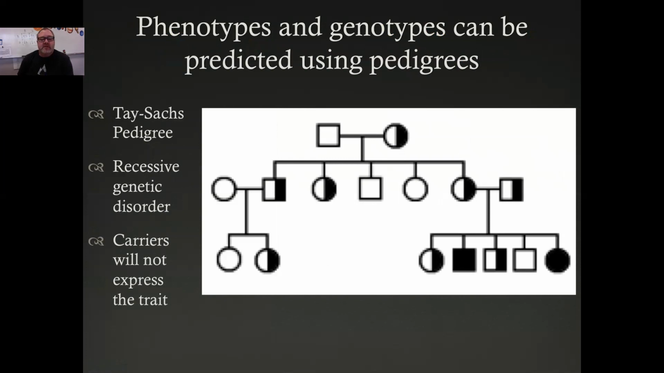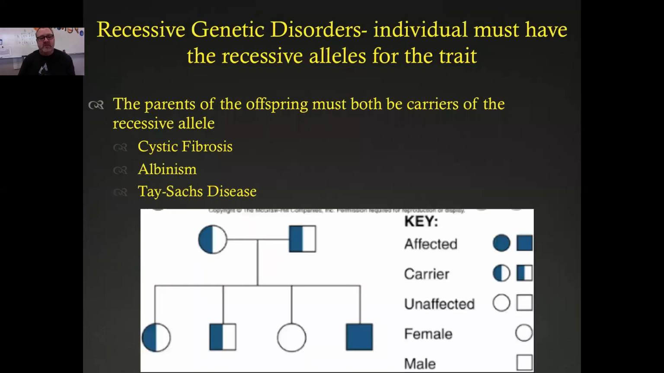The phenotypes and genotypes can be predicted using pedigrees, and we'll talk about 3 different ones. We're looking at a Tay-Sachs pedigree, and we'll talk about Tay-Sachs in just a little bit here. It's a recessive genetic disorder, so it tends to follow around the recessive gene, obviously, okay? Carriers will not express the trait. You would have to be recessive for both of them. Okay, so a recessive genetic disorder happens when individuals have the recessive allele. So they have to have both of the alleles be recessive, okay?